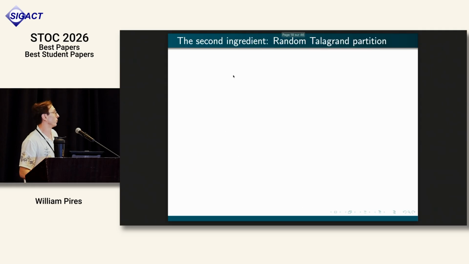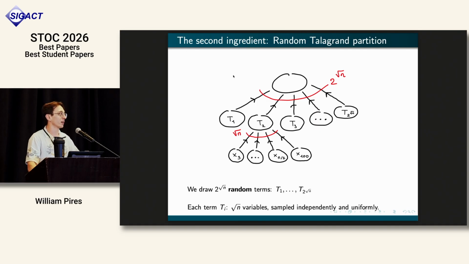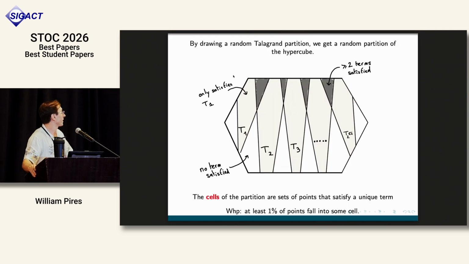Which leads me to the second ingredient, which is random Talagrand partitions. This is inspired by Talagrand's random CNF. For this partition, we're going to draw 2 to the root n many terms, and each term is obtained by drawing root n variables independently and uniformly. Once you have this gigantic collection of terms, we're going to get a partition. We are looking at the middle layers, and each gray region corresponds to points that satisfy a unique term. The first gray region is points that only satisfy T1, the second one is points that only satisfy T2, and so on and so forth.